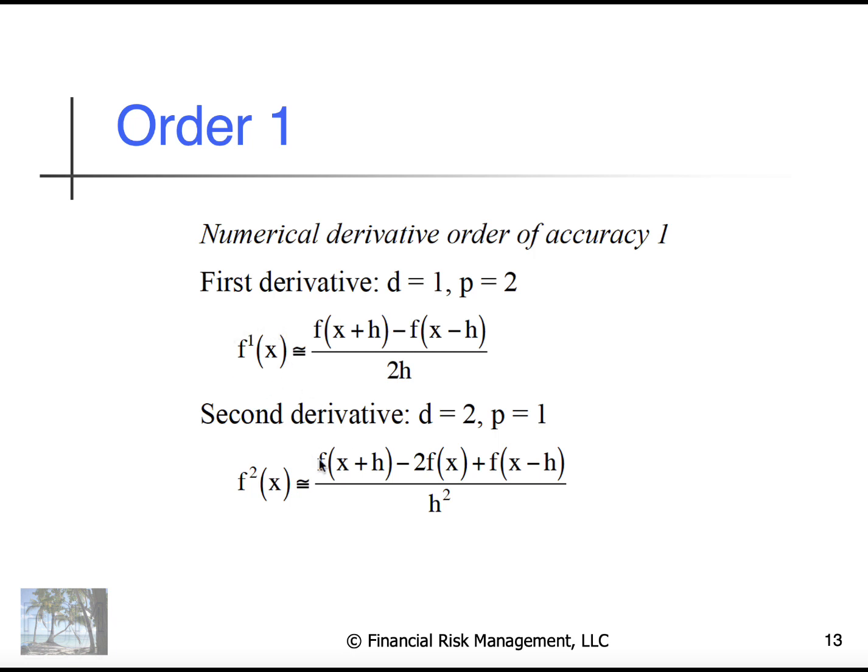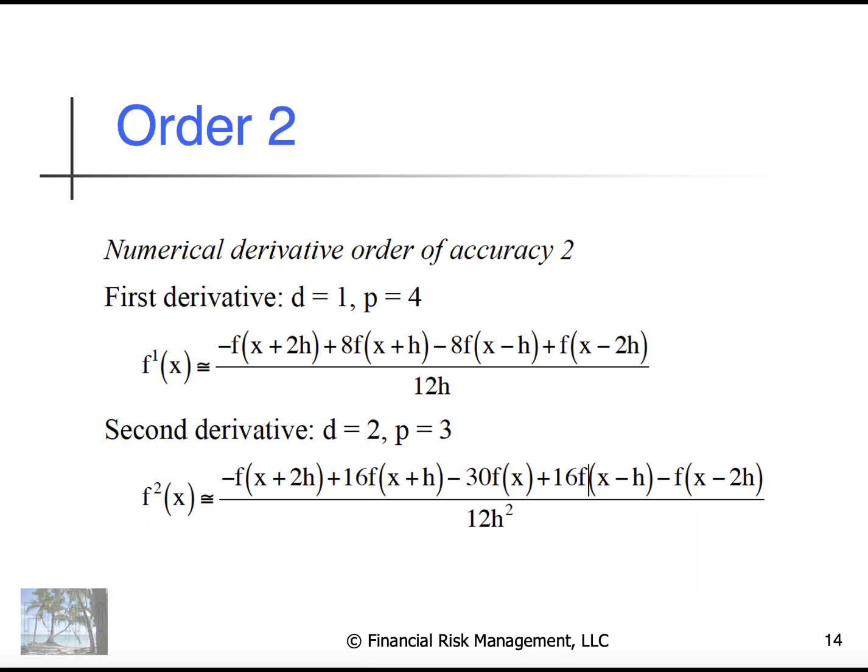The second derivative is just you take the high value minus 2 times the middle value plus the low value divided by h squared. But if for whatever reason this particular estimate of the numerical derivative has too much error in it, I can go to order 2. And this method looks a little different. It requires estimating the function at 5 different locations, dividing by 12h squared.